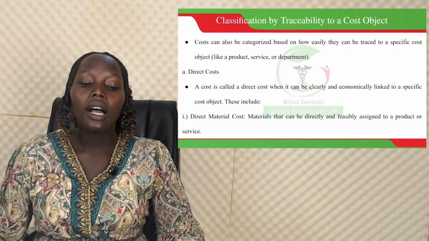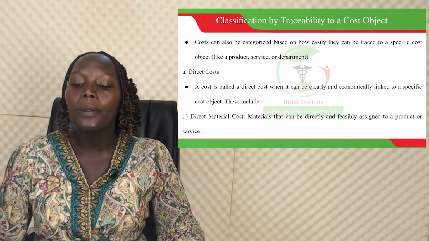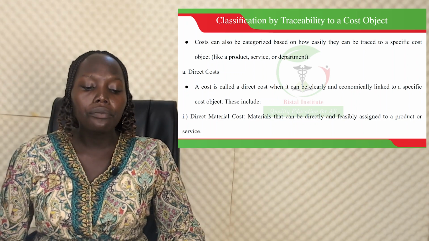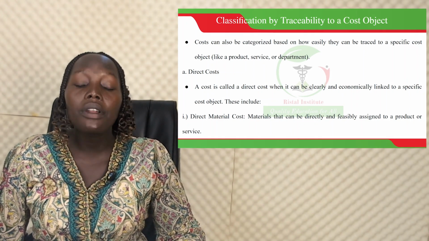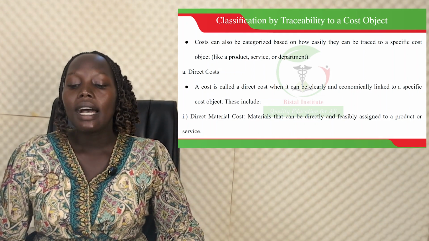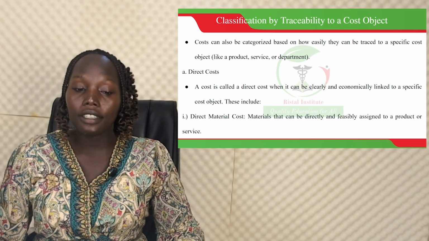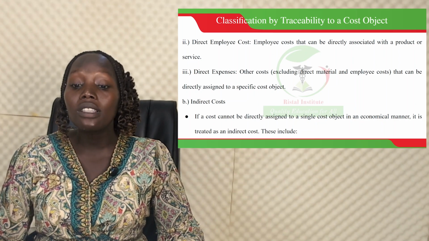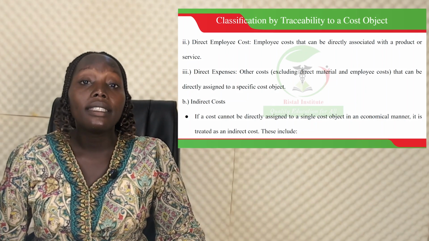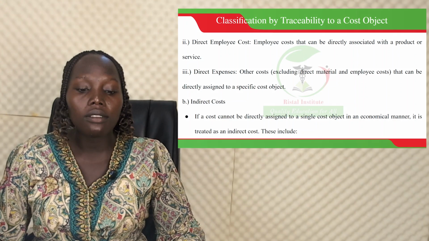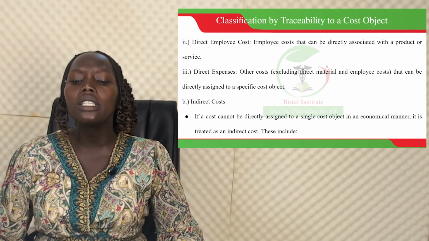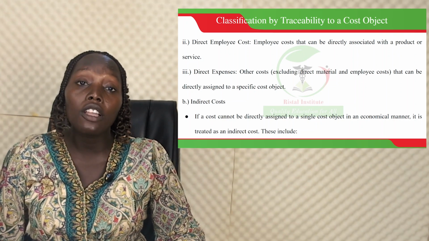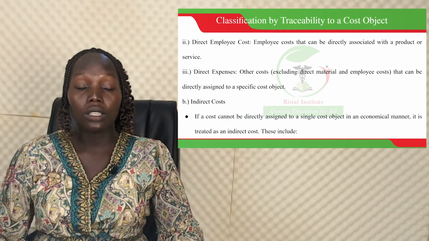A cost is called direct when it can be clearly and economically linked to a specific cost object. For example, we have the direct material cost. These are materials that can be directly and visibly assigned to a product or a service. And then we have direct employee cost. These are employee costs that can be directly associated with a product or a service. And then we have direct expenses. These are other costs, excluding direct materials and employee costs, that can be directly assigned to a specific cost object or product.